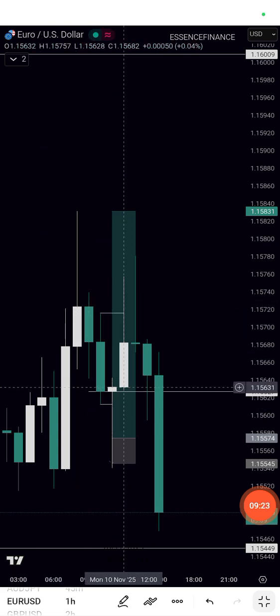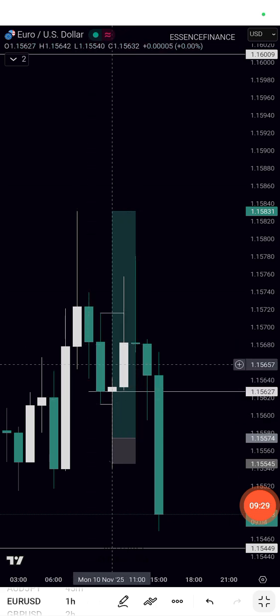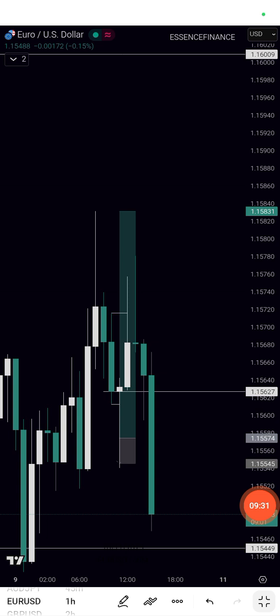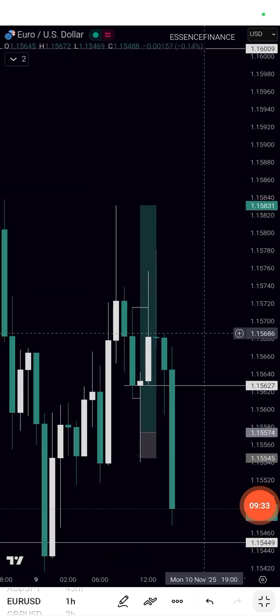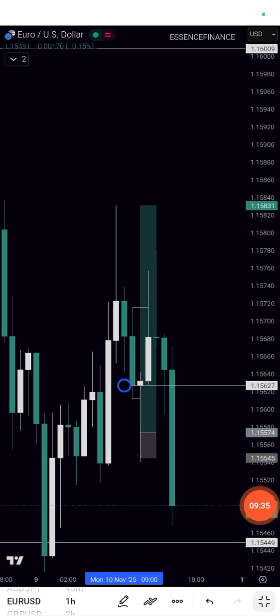But price did not tap on the entry. I don't know why. It did not trigger at all. Even on my broker, on my prop firm, it didn't trigger. So price started buying. So the next place I was waiting to buy from was here.